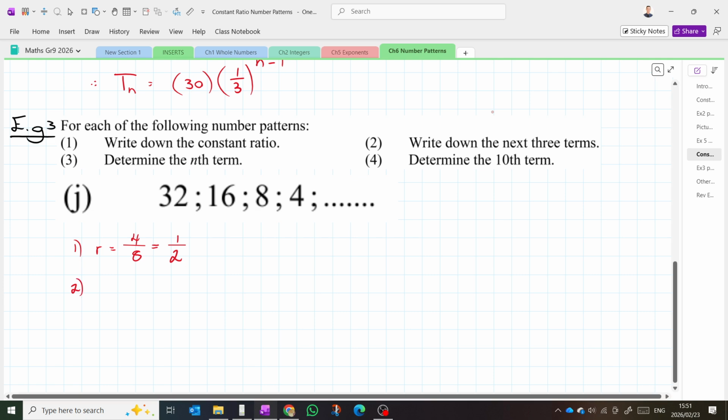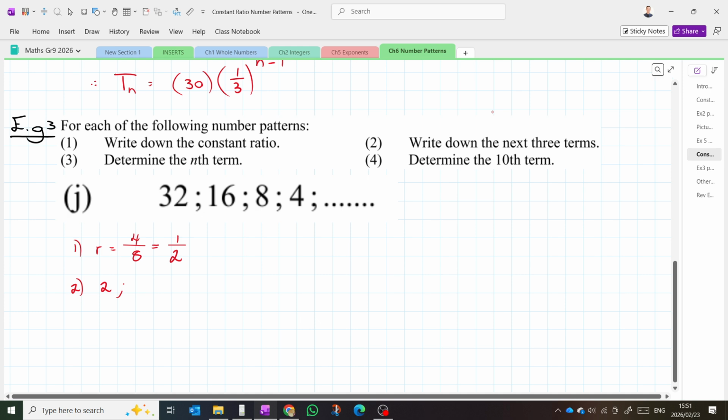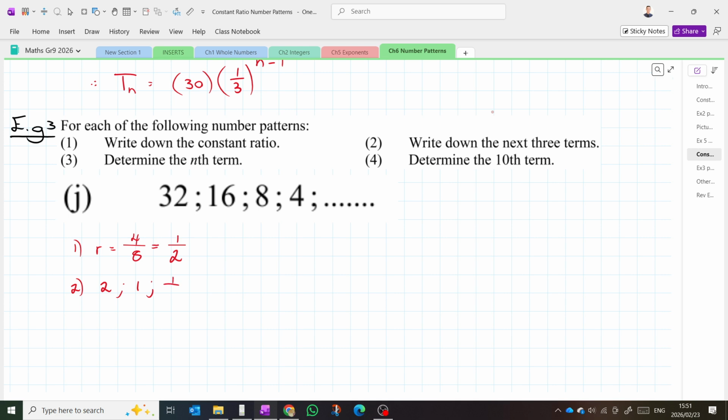Okay, we were up to the fourth term. The fifth term, dividing by 2 still, it's going to give me 2. Dividing 2 by 2 is going to give me 1. And dividing 1 by 2 is going to give me a half.